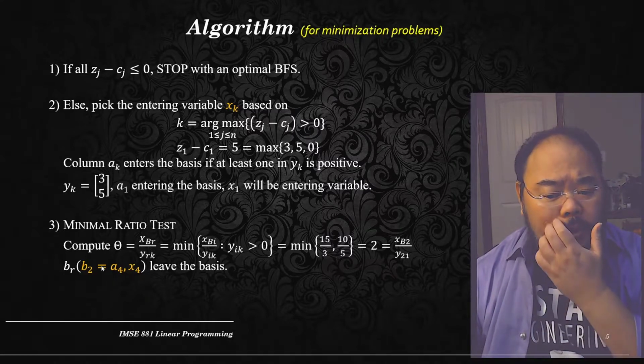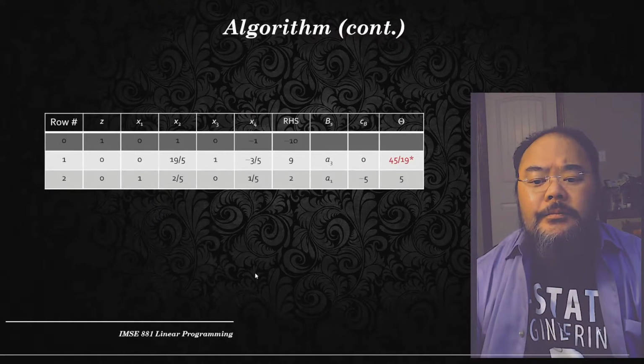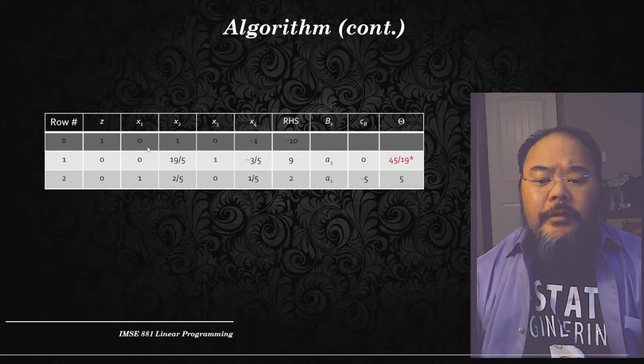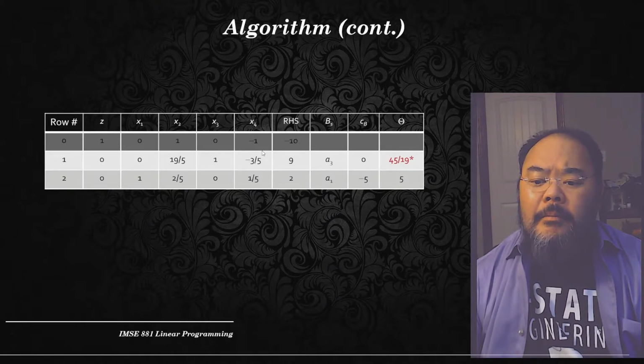Okay, and the B2 equals to A4, which is X4 leaving the basis. Next iteration, we can look at it. After pivot, the X1 column looks like the X4 column used to be, and by doing pivot, we call it pivot. Basically, it's an elementary row operation.